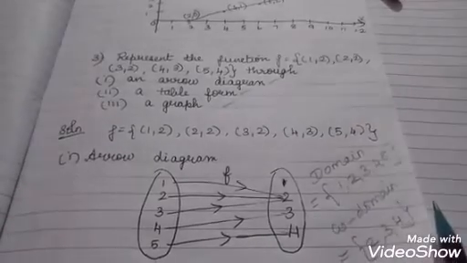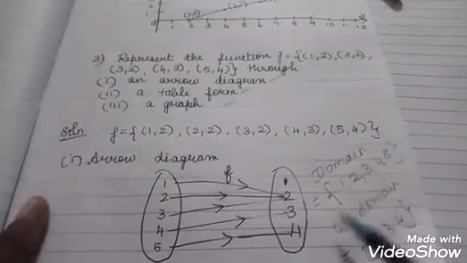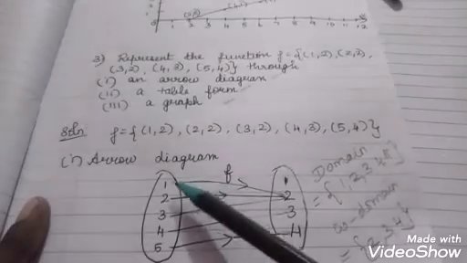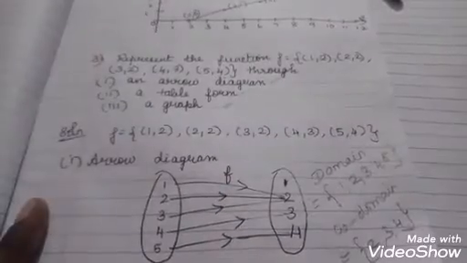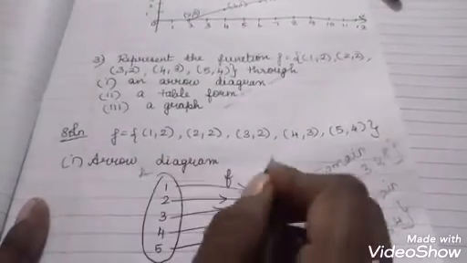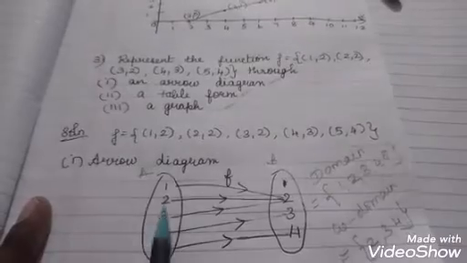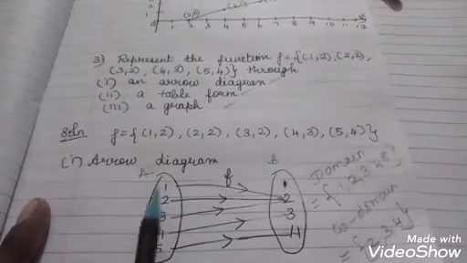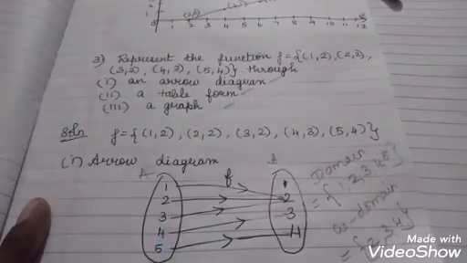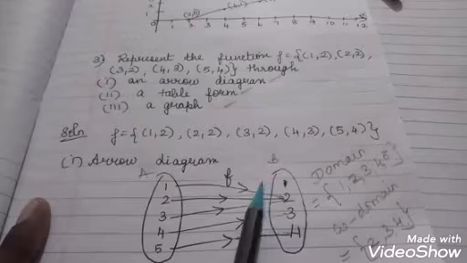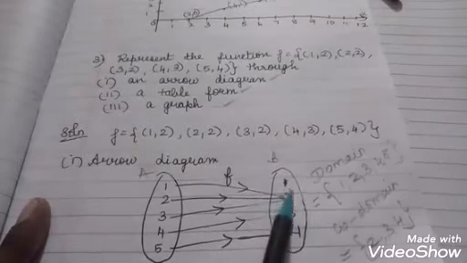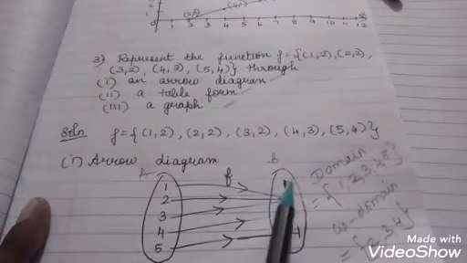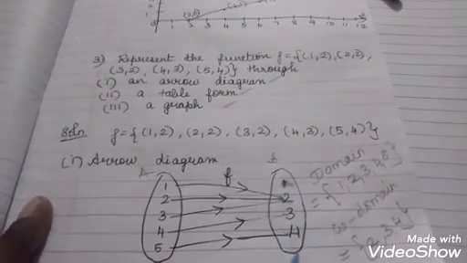Now we'll represent it in an arrow diagram. You have written the set A; maybe I'll write this as A and this as B. The domain elements are 1, 2, 3, 4 and 5. The codomain elements you have are only 2, 3 and 4.